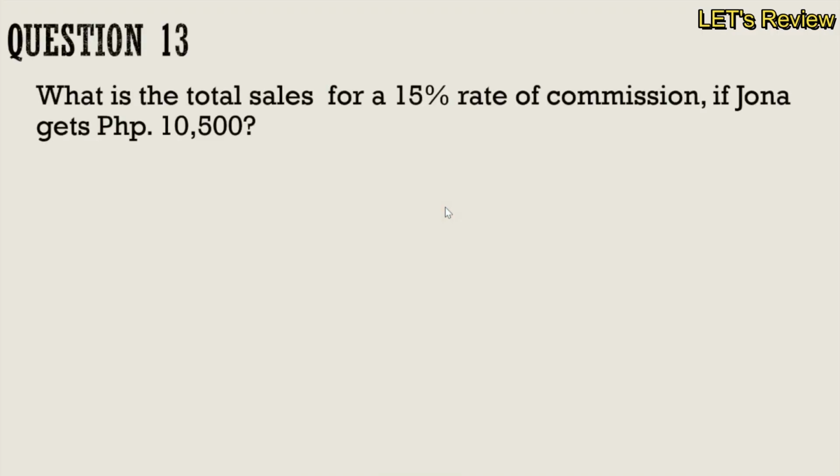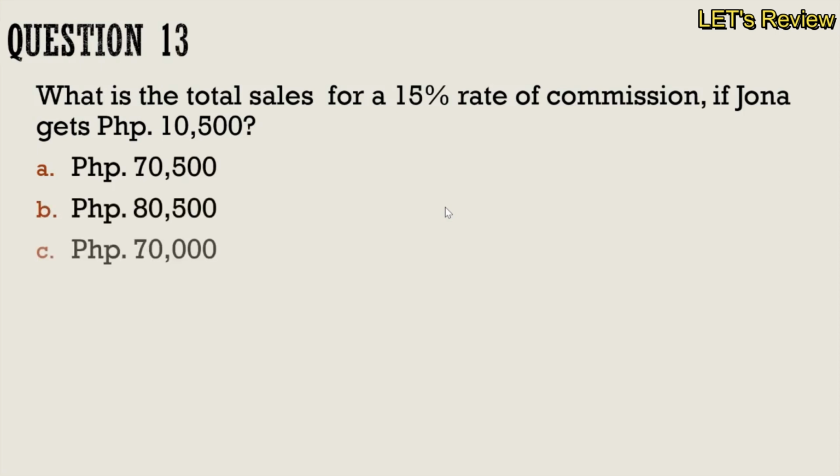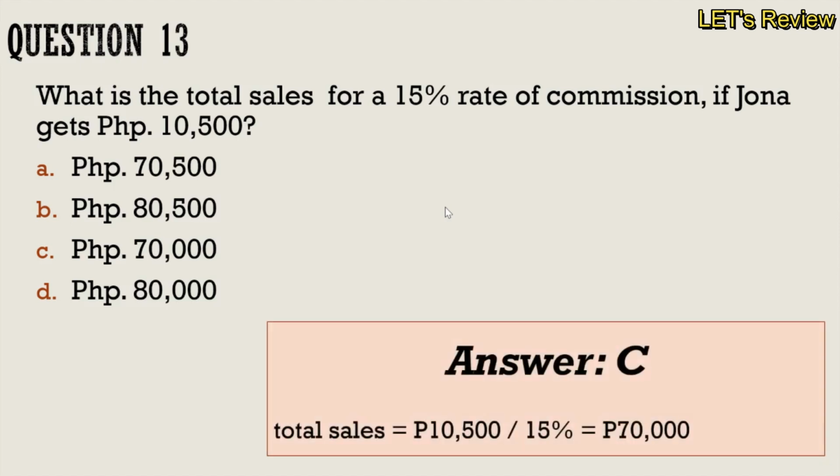Question 13. What is the total sales for a 15% rate of commission if Jonah gets 10,500 pesos? A. 70,500 pesos. B. 80,500 pesos. C. 70,000 pesos. Or D. 80,000 pesos. The answer is C. The total sales is equal to 10,500 pesos divided by 15%, that is 70,000 pesos.